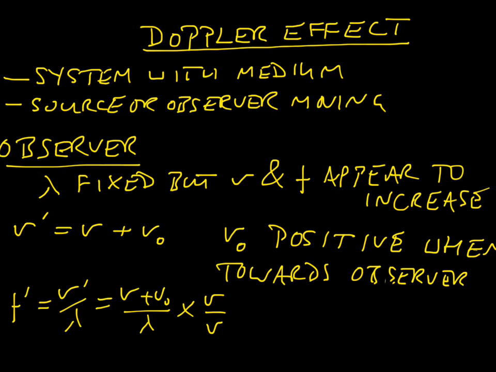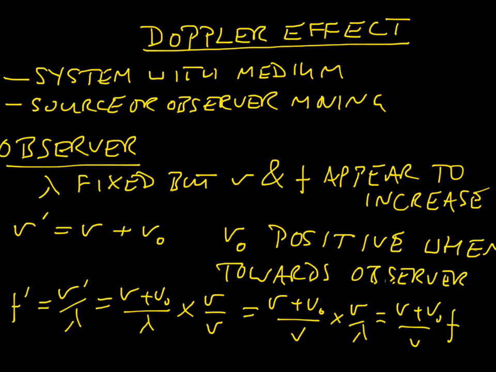The reason we do that is because then we can take the v and the lambda and combine them into a frequency. So I'll change that, and we have v plus VO divided by v. That's taking the numerator of the first fraction and the denominator of the second fraction, and we're going to multiply that by v over lambda, which is of course v plus VO over v times the original frequency. That is the standard formula for the frequency for a moving observer. You can of course divide top and bottom by v to get 1 plus VO over v.